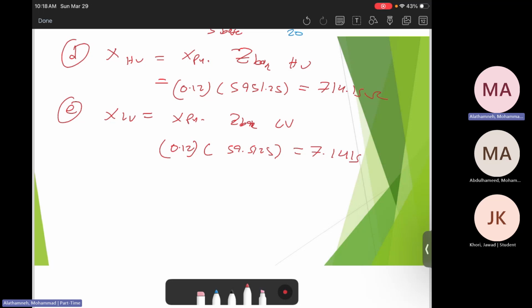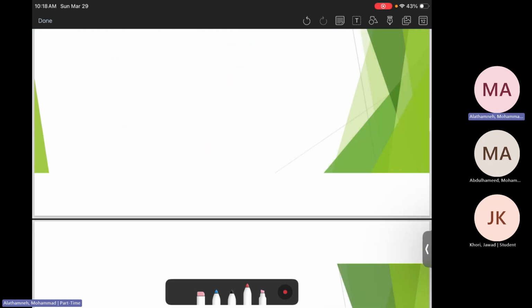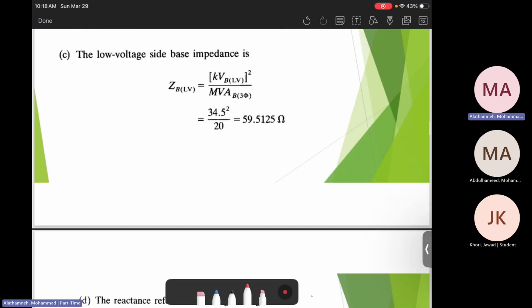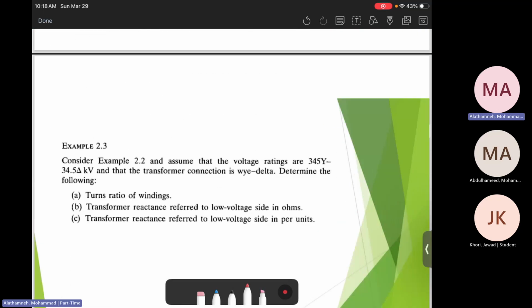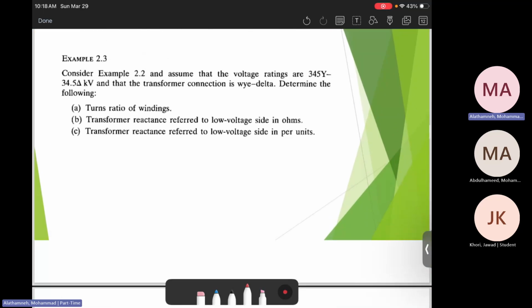Then we can go here, like here is the solution. So we can see that. Then let's go to the next example. Consider the same example and assume the voltage ratings are 345 Y to delta. That's the difference. It's the same value of voltages, but we'll assume it as Y to delta.